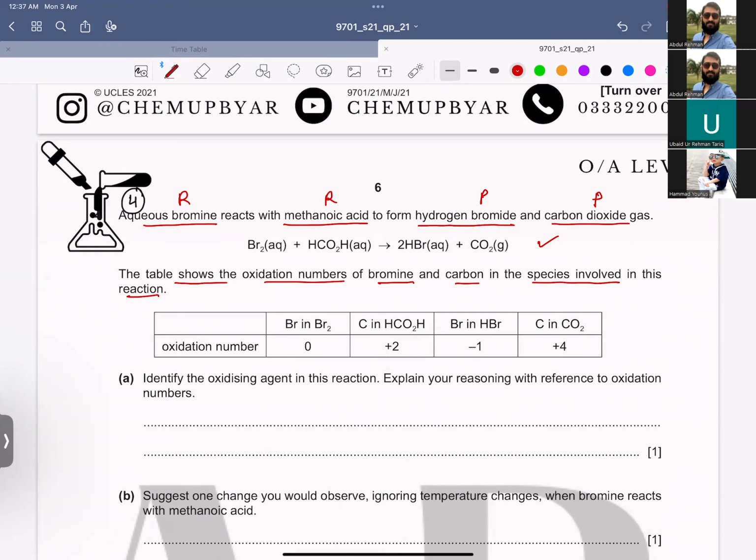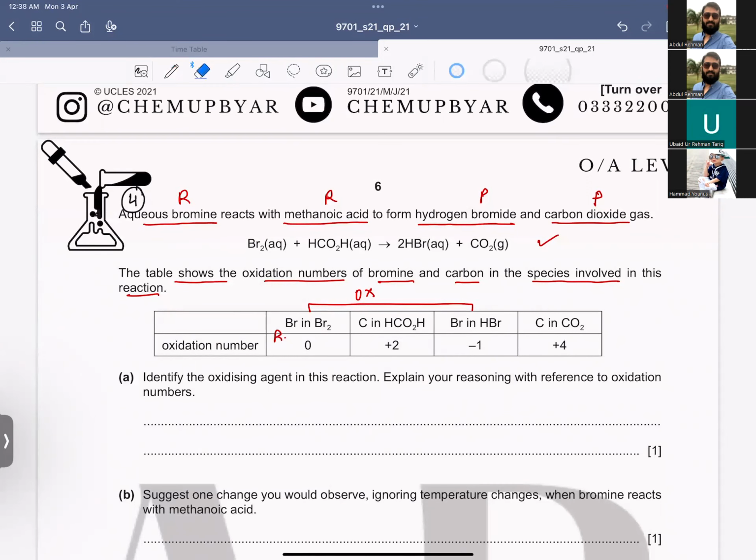So if you see, bromine's oxidation number changes from 0 to -1, which means it undergoes oxidation. Sorry, it changes from 0 to -1, which means it undergoes reduction. And further, I can conclude that it is an oxidizing agent. The oxidation number of carbon changes from +2 to +4. It increases, which means it undergoes oxidation, and hence carbon, or methanoic acid, is a reducing agent. Is this understandable to everyone?